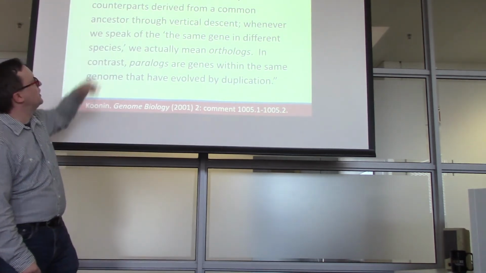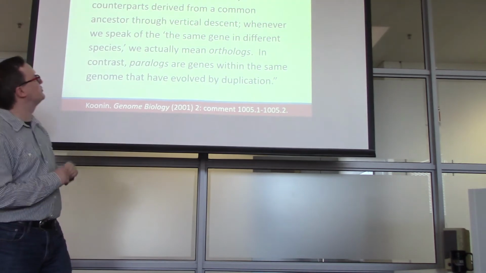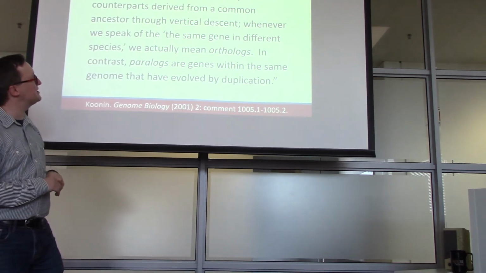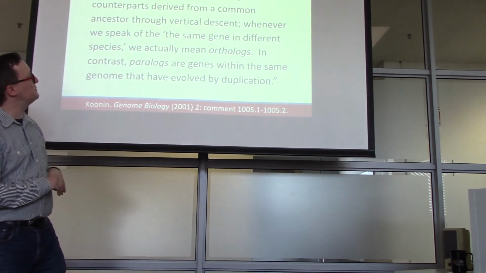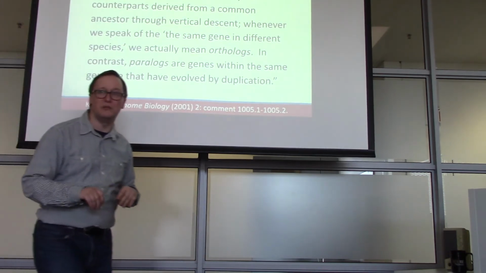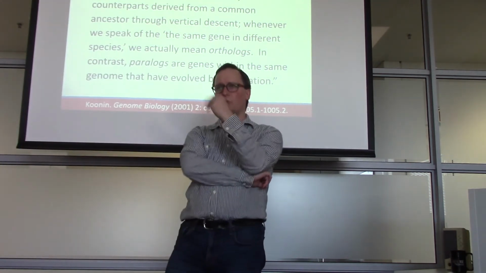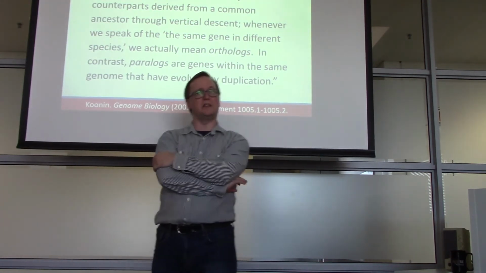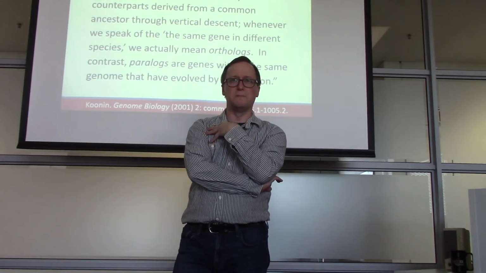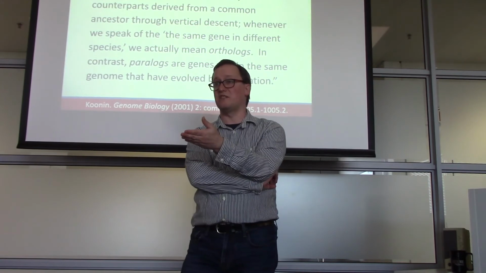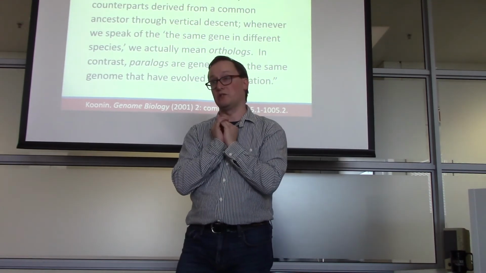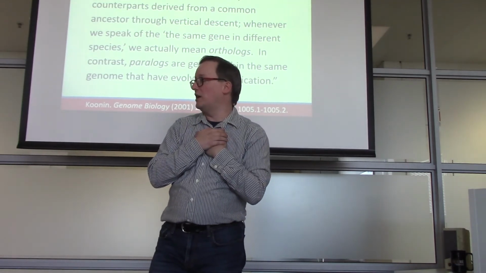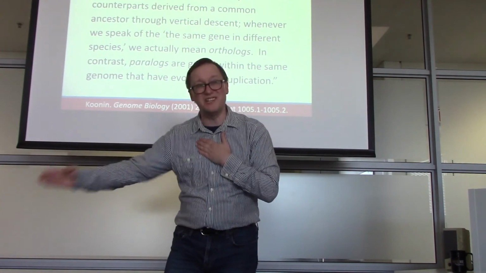Koonin wrote this really useful definition a while back in a paper from 2001. Orthologs are direct evolutionary counterparts derived from a common ancestor through vertical descent. Whenever we speak of the same gene in different species, we actually mean orthologs. Okay, so we're humans, right? Humans have a very special evolutionary history. And yet, if you look at the protein sequences we possess and the protein sequences that chimpanzees possess, you'll see an amazing degree of similarity between the two. If you look at the genes you possess and the genes that a yeast possesses, you will still find points of similarity.